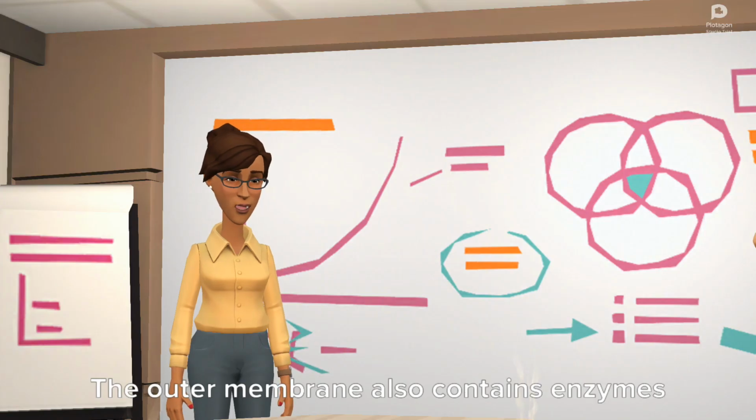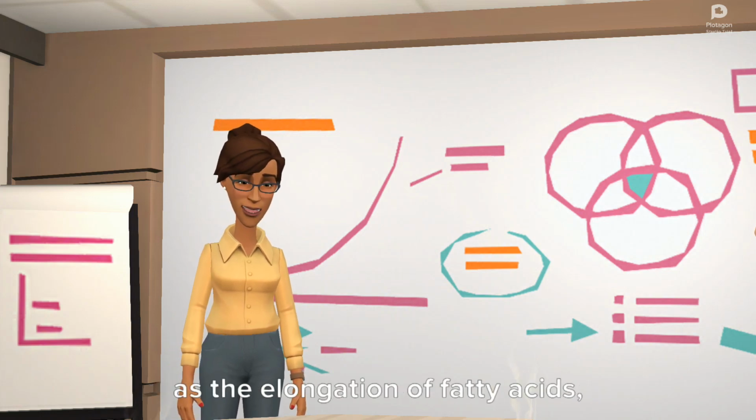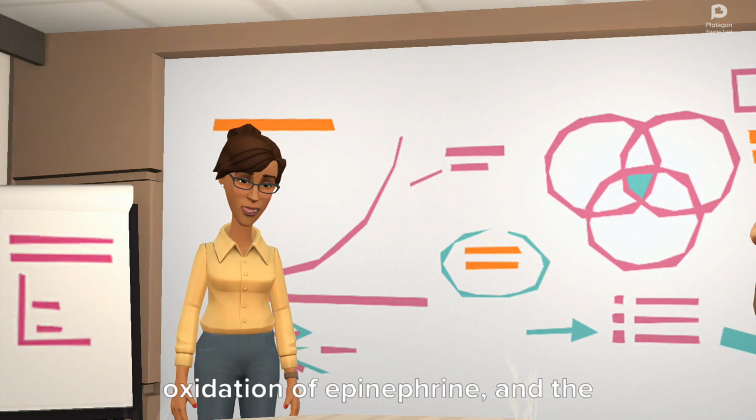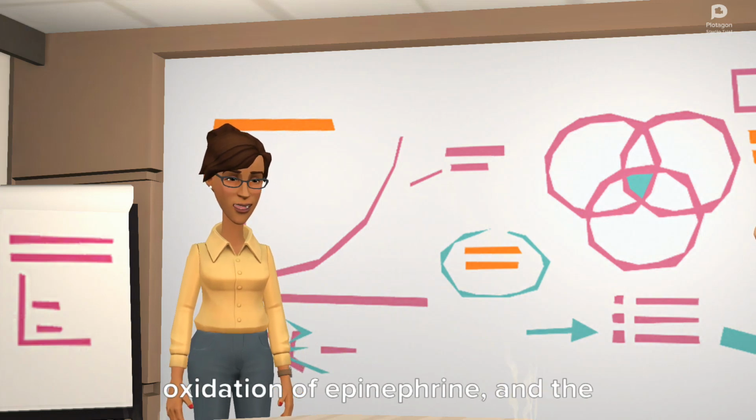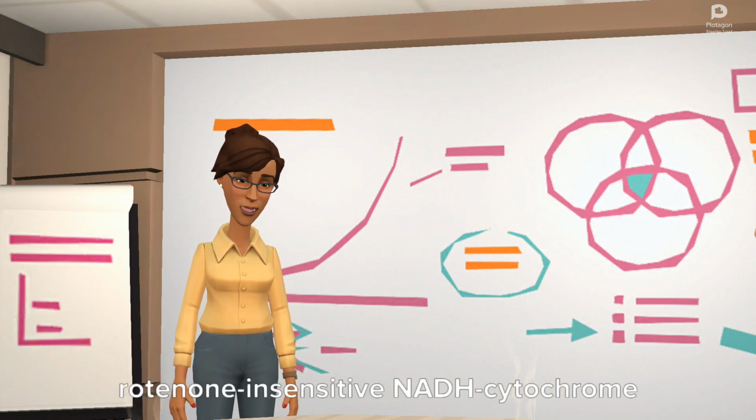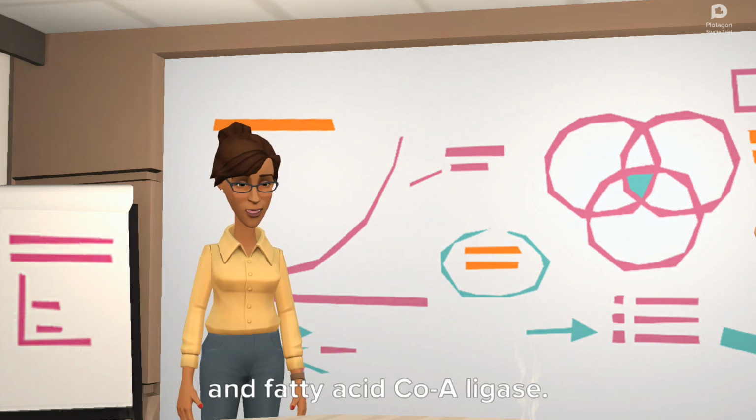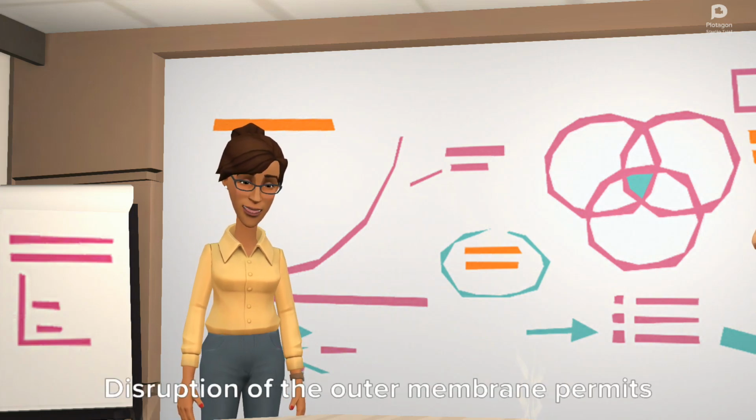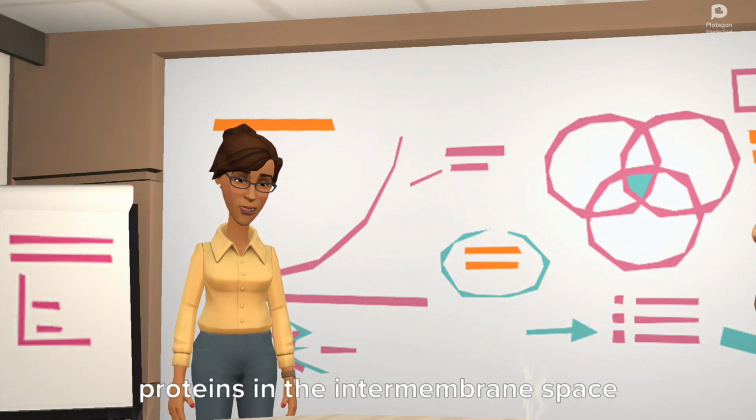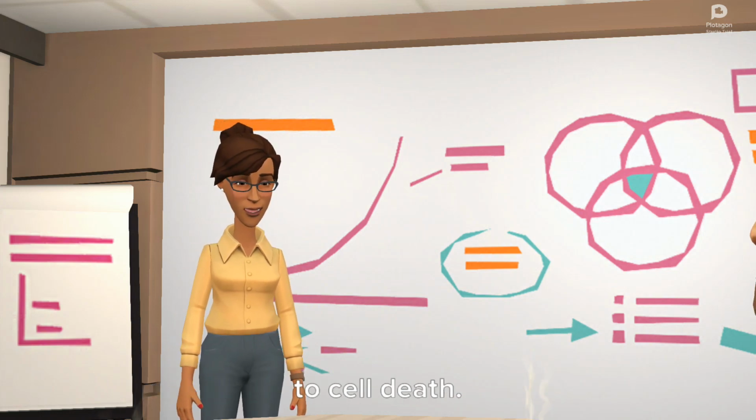The outer membrane also contains enzymes involved in such diverse activities as the elongation of fatty acids, oxidation of epinephrine, and the degradation of tryptophan. These enzymes include monoamine oxidase, rotenone-insensitive NADH-cytochrome c reductase, kynurenine hydroxylase and fatty acid CoA ligase. Disruption of the outer membrane permits proteins in the intermembrane space to leak into the cytosol, leading to cell death.